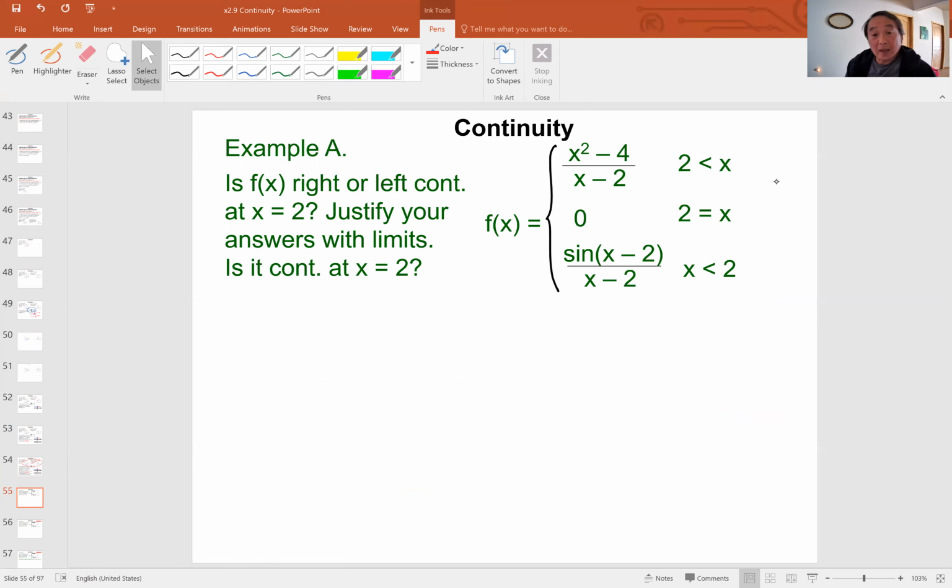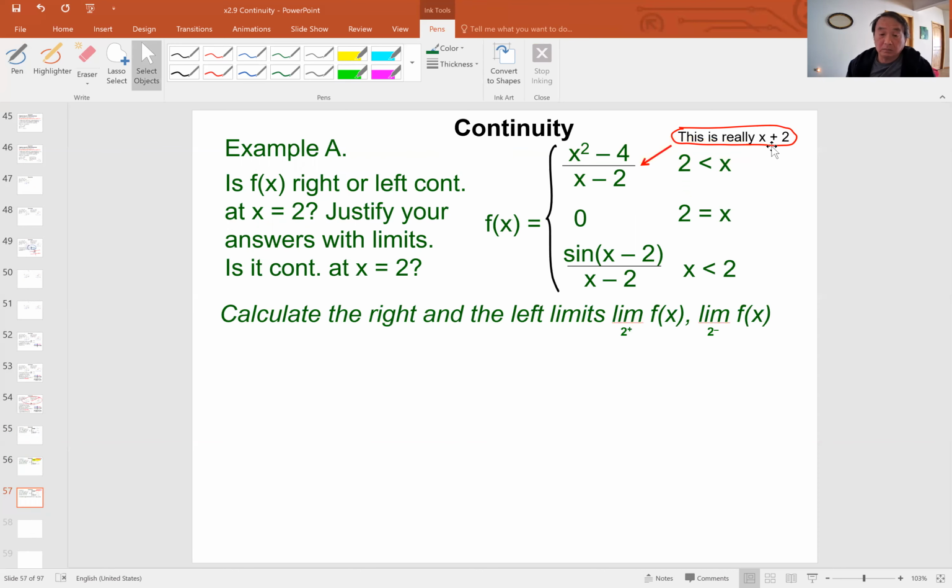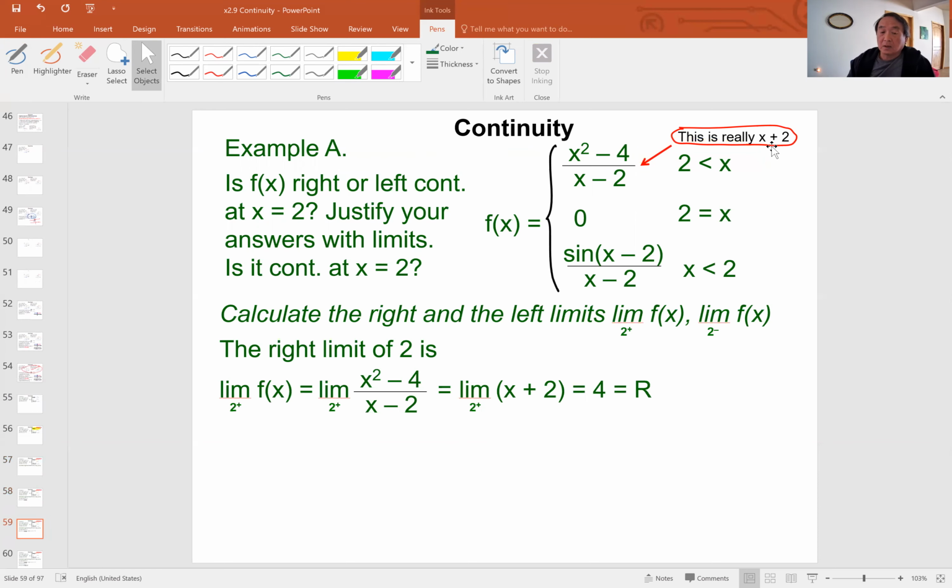So this is an example asking you: is it right continuous, left continuous? It has multiple rules for the function, right? The trouble spot is x equal to 2. First, notice at x equal to 2, that formula is actually x plus 2. So when I calculate the right-hand limit using this formula, x coming to 2 from the right-hand side, and just plug in, I get 4. Coming from the right-hand side, just x plus 2, plug in 2, I get 4. How about coming from the left-hand side?